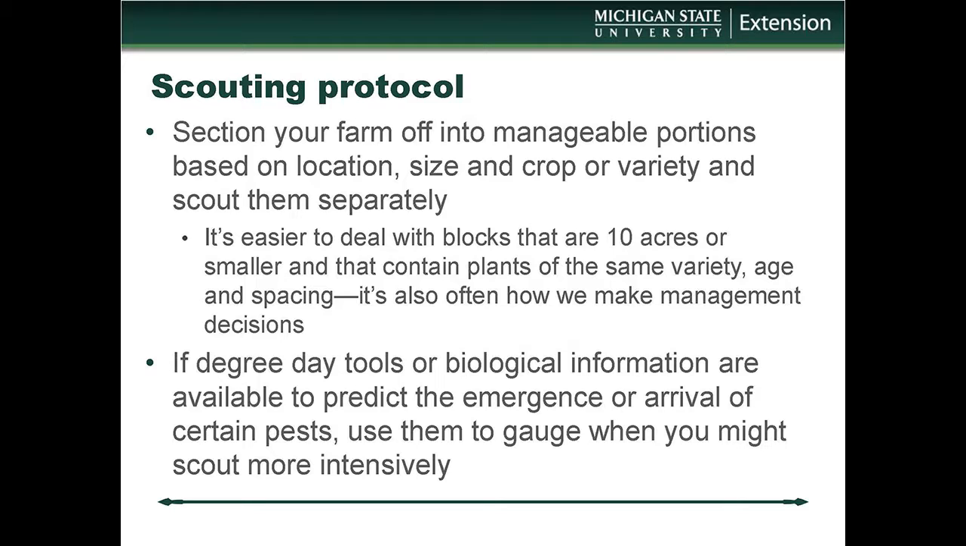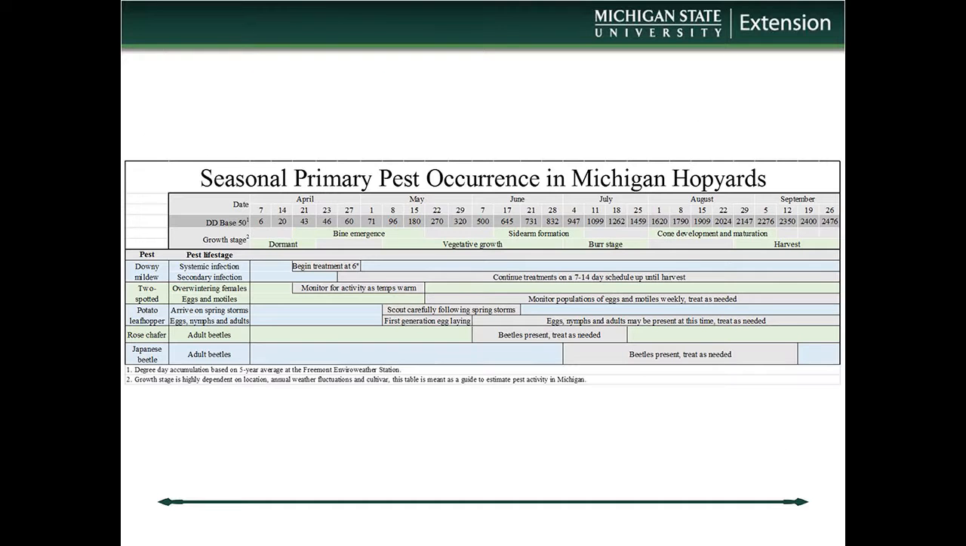If degree day tools or biological information are available to predict pest emergence or arrival of certain pests, then you can use them to gauge when you might scout more intensively. It is time intensive to spend a large amount of time out there scouting. So if you can identify those times when you need to maximize that effort, that can be helpful as well. For example, in Michigan, we use the seasonal primary pest occurrence chart to help growers determine when they need to look for what and how intensively.